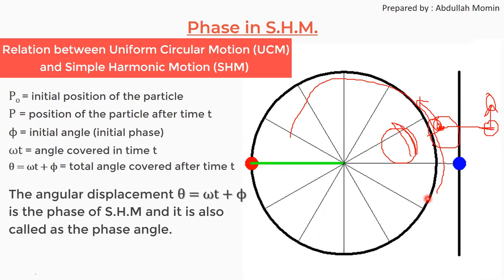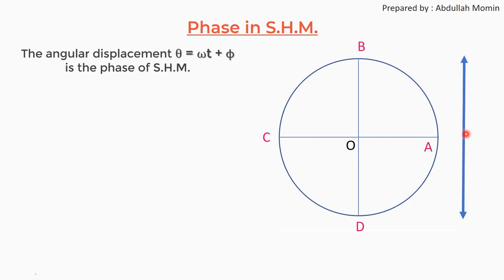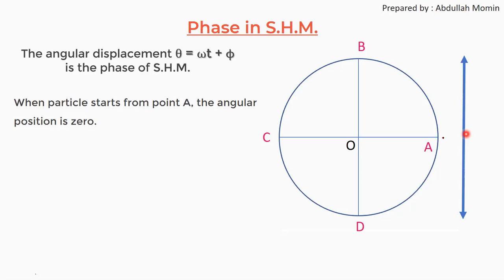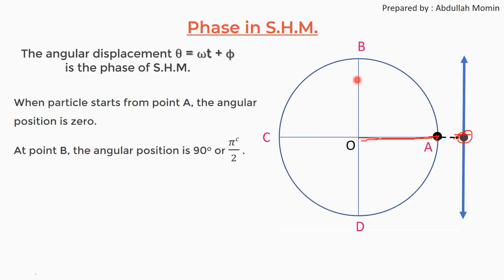So if a particle is performing uniform circular motion on the circumference of this circle, it is performing SHM on this line. So the angular displacement, that is θ = ωt + φ, is the phase of SHM. Now when a particle starts from point A, at this point the angular position is 0, so the angle made with the line OA is 0. The particle is situated at this point on this blue line, and we will say that this is the mean position. Now at point B, the angular position is 90 degrees, so the angle made with the horizontal is 90 degrees, or in radians we write π/2 radian.